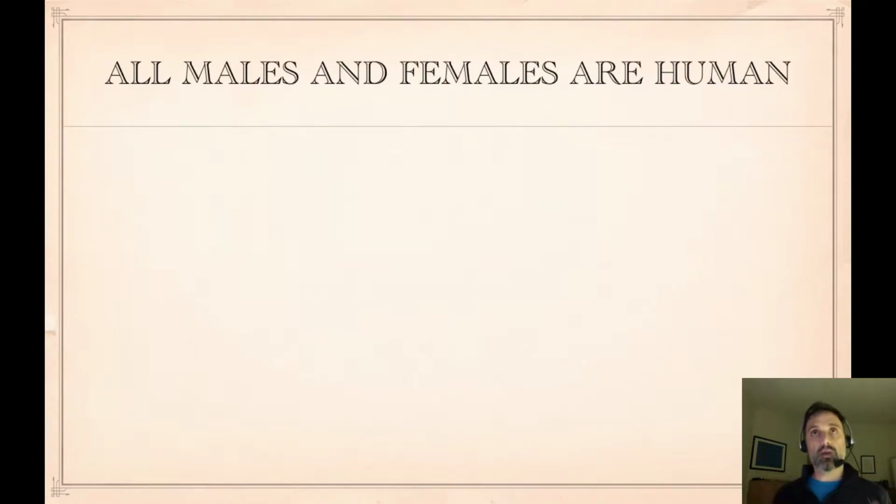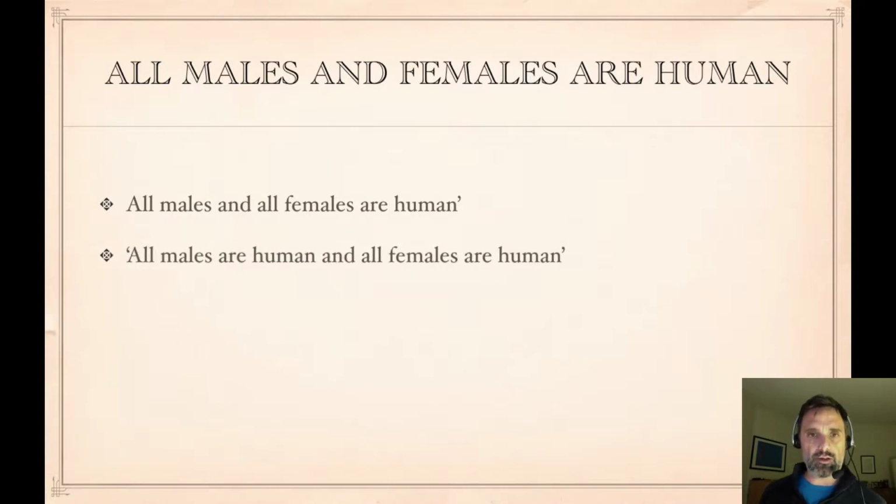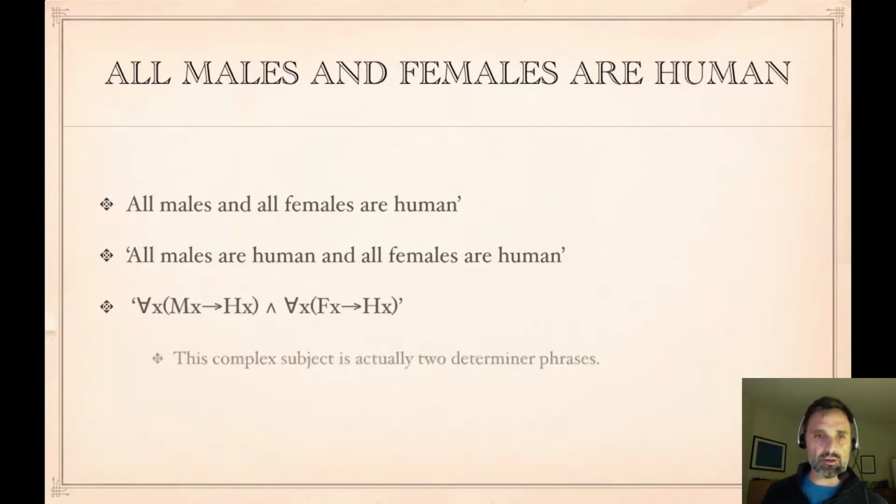And that's what for all x, if Fx then Hx, and for all x, if Mx then Hx says. And so when we see all males and females are human, that's like saying all males are human and all females are human. And so we symbolize those two separately.